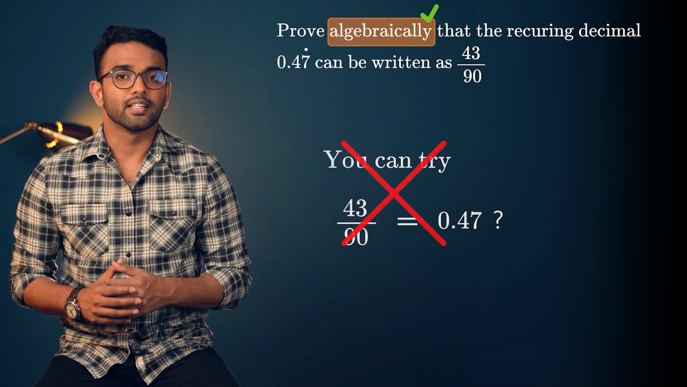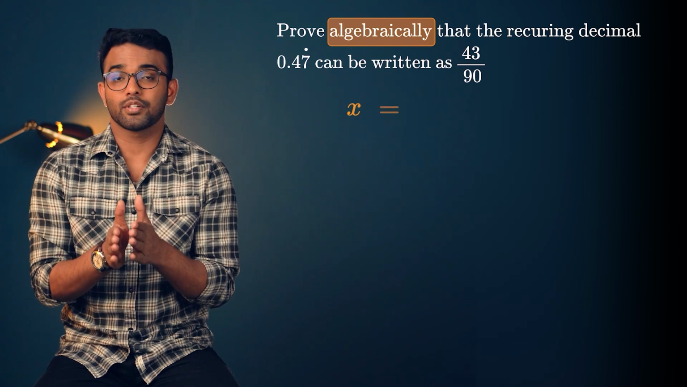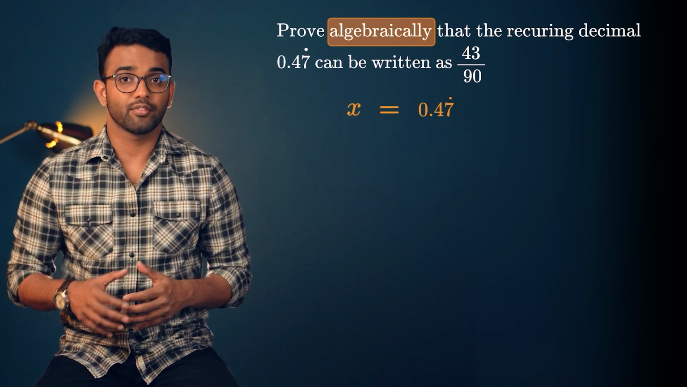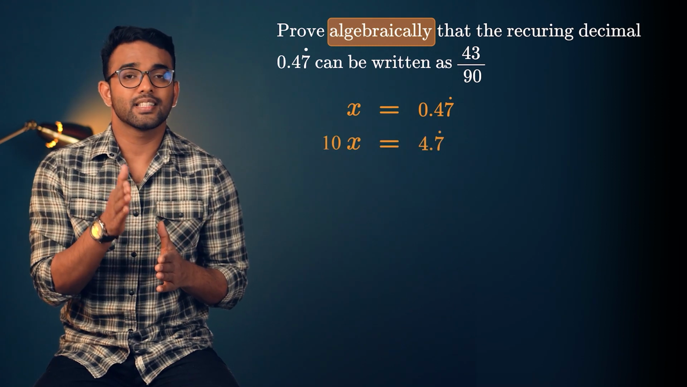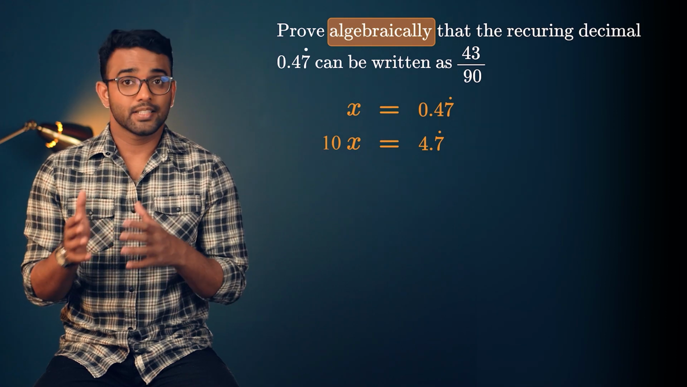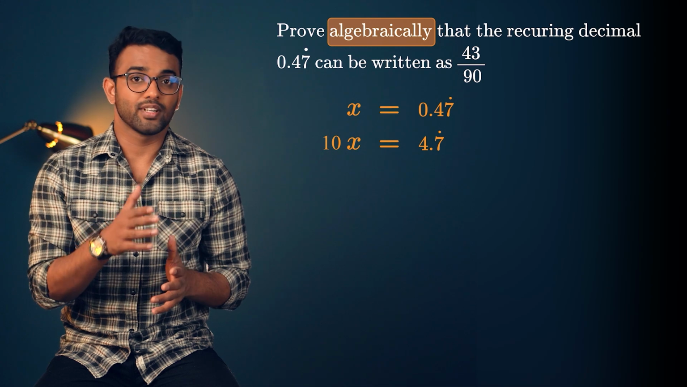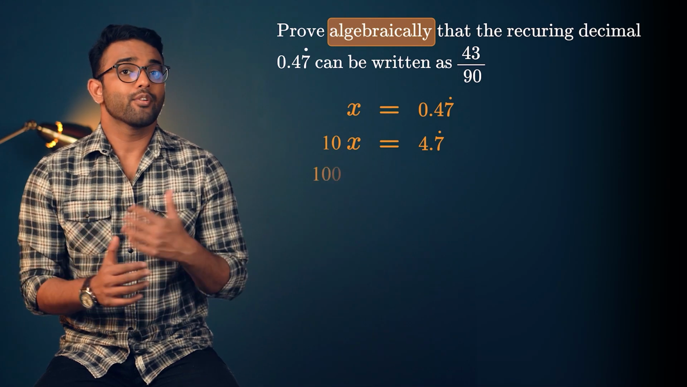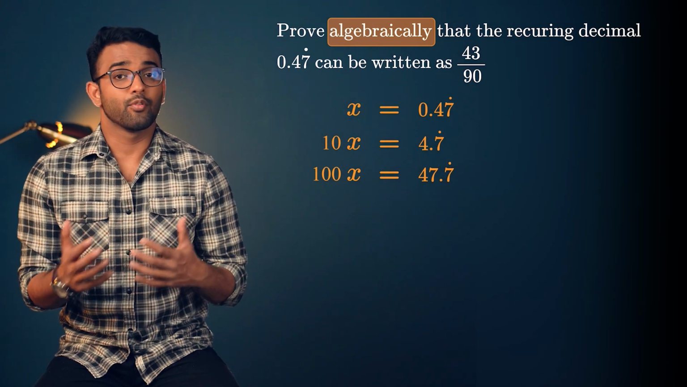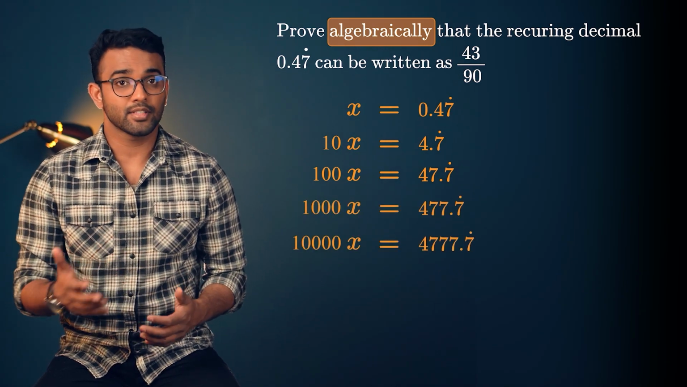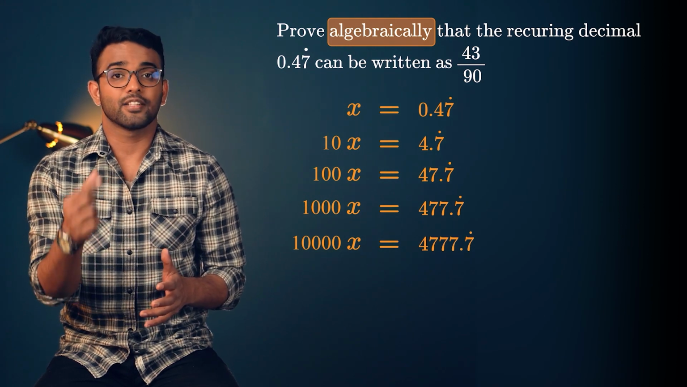So watch this method. First we equate the given recurring decimal to x. So we have x equal to 0.47, where 7 is recurring. If that is so, then 10x would be 4.7 recurring. Then 100x would be 47.7 recurring. You can keep going if you want to 1000x, 10,000x. But we will stop as soon as we have a set of numbers which are the same after the decimal point.